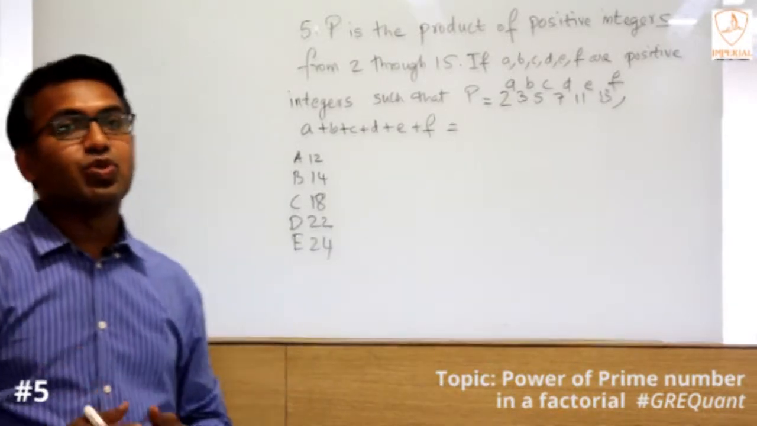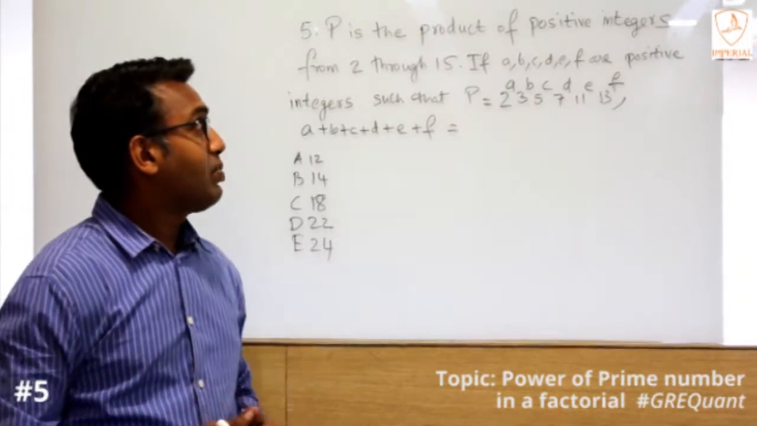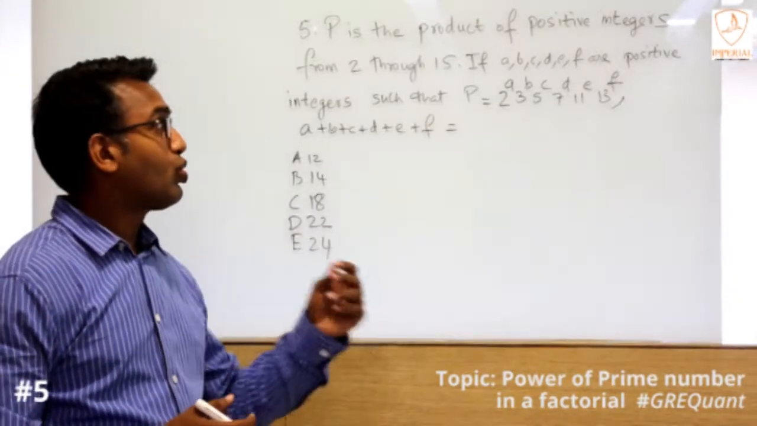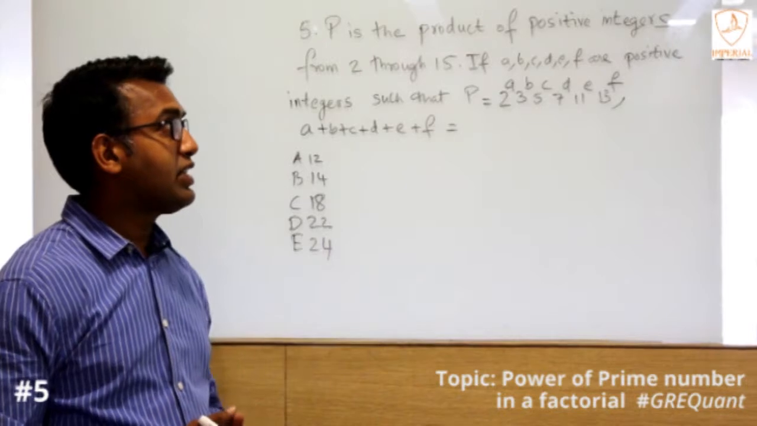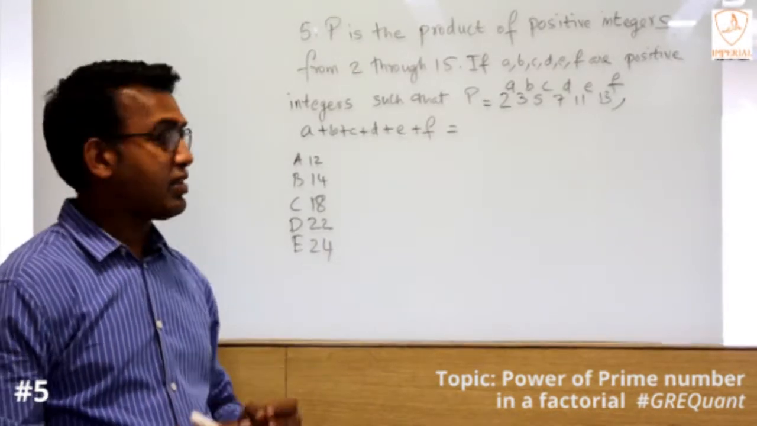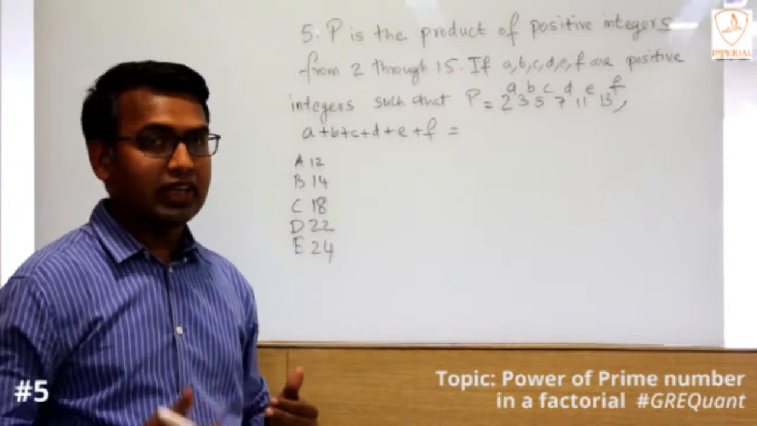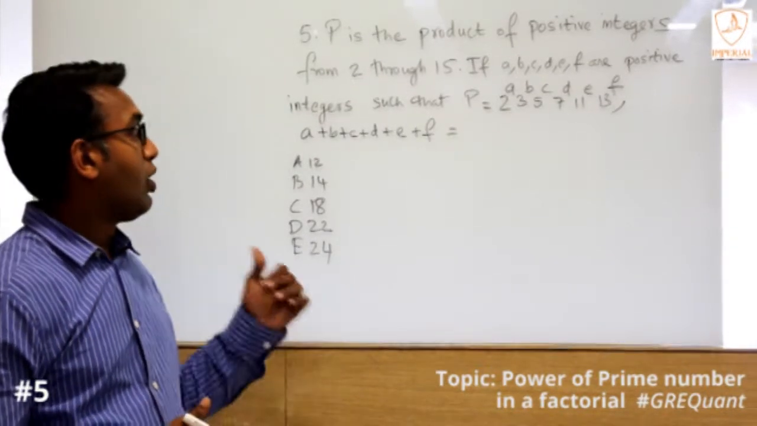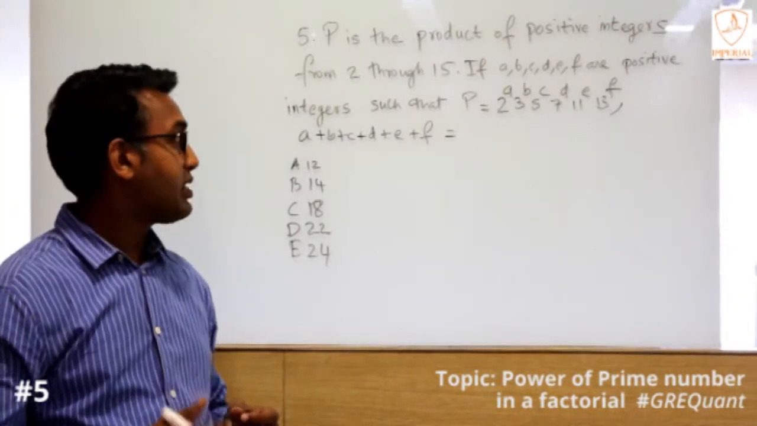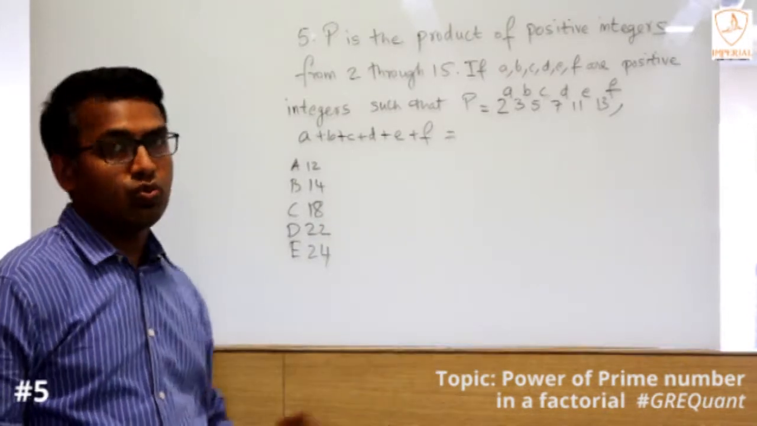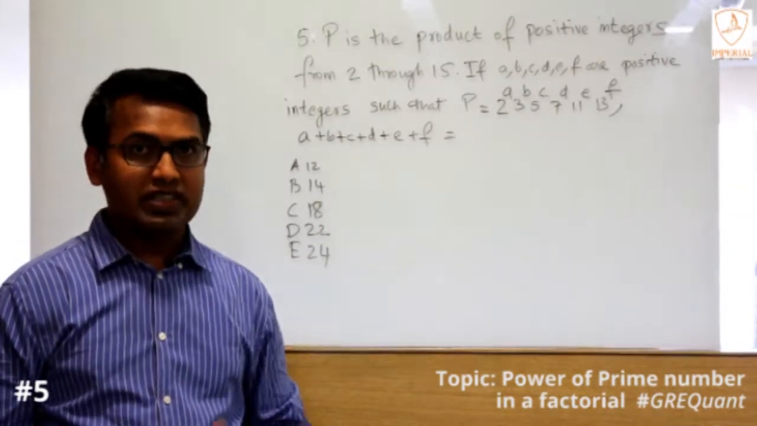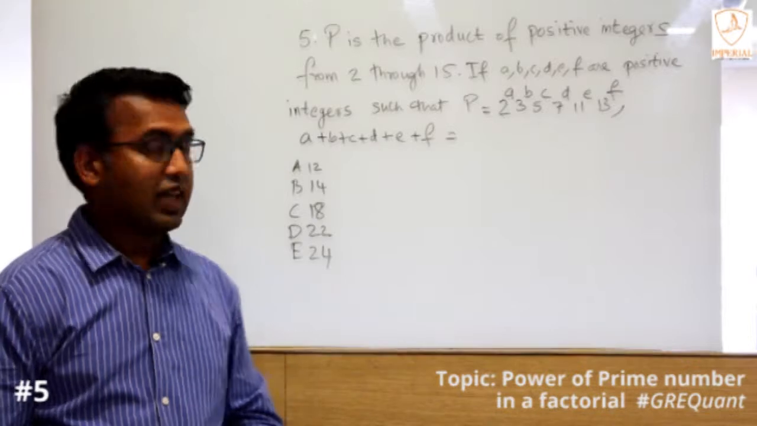Alright guys, let's move to question number 5. P is the product of positive integers from 2 through 15. If a, b, c, d, e, f are positive integers such that P is equal to 2 power a, 3 power b, 5 power c, 7 power d, 11 power e, 13 power f, what is a plus b plus c plus d plus e plus f equal to? This is a problem solving question. You have to choose one of these options.